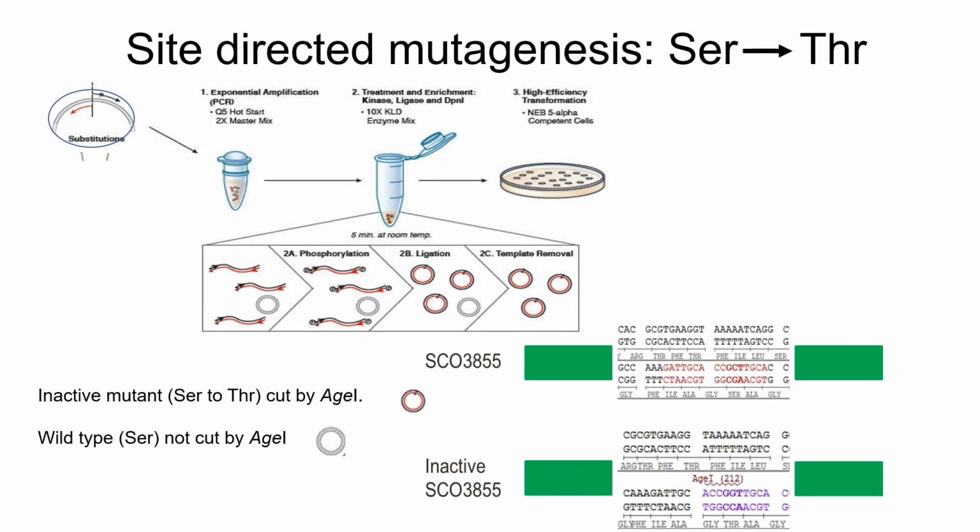Over here, we observe the two differences between the sequence of the SCO3855 and the inactive SCO3855 after the threonine has been substituted for the serine. We can see the difference in amino acid sequence in the first one compared to the second one.